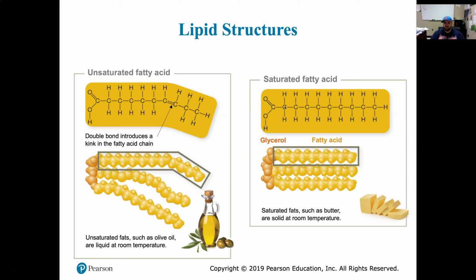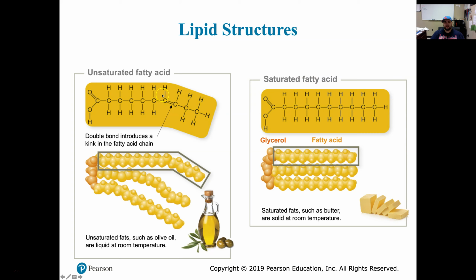That allows the tail to be straight. And then it attaches to this up here, which is what we call a glycerol molecule. Glycerol is the head portion of a phospholipid, while the fatty acid tail is the tail portion. Now, if it's saturated, the tails are straight.